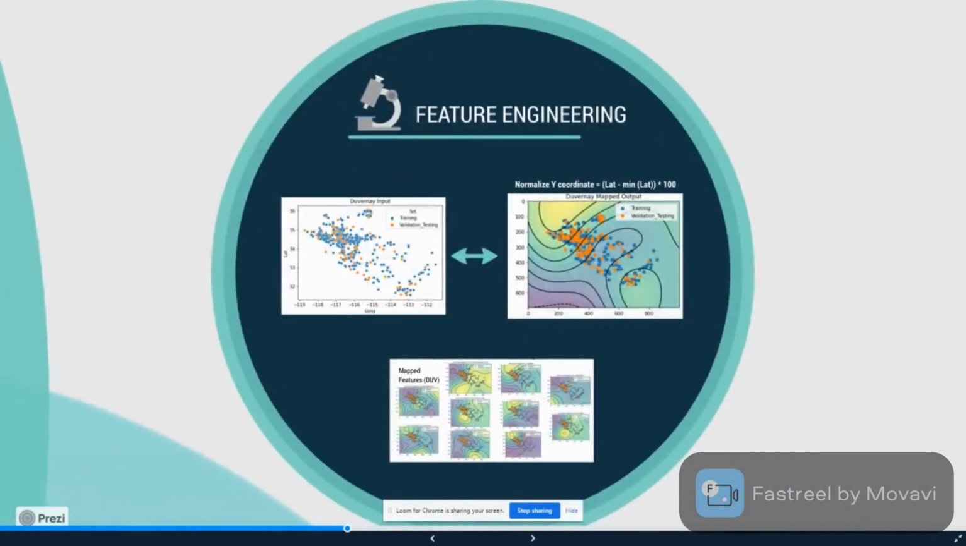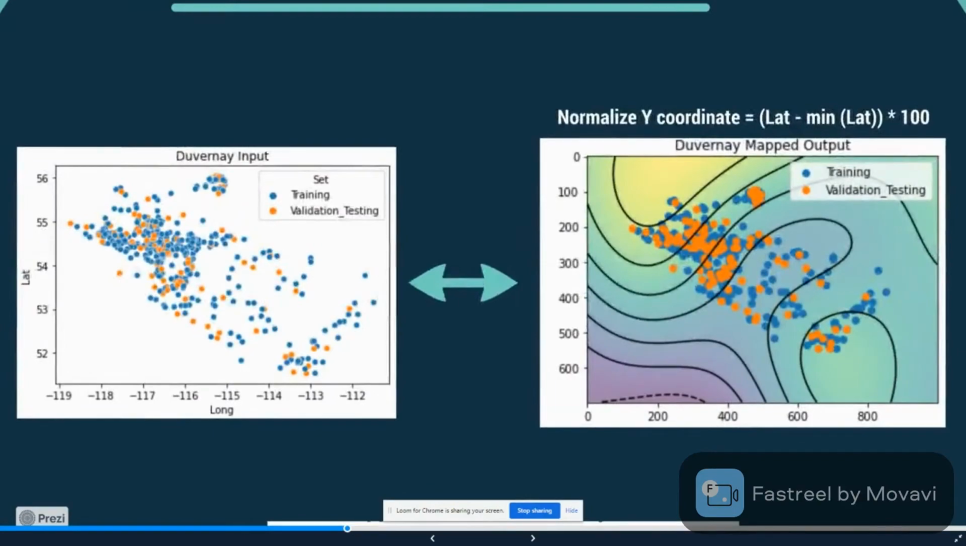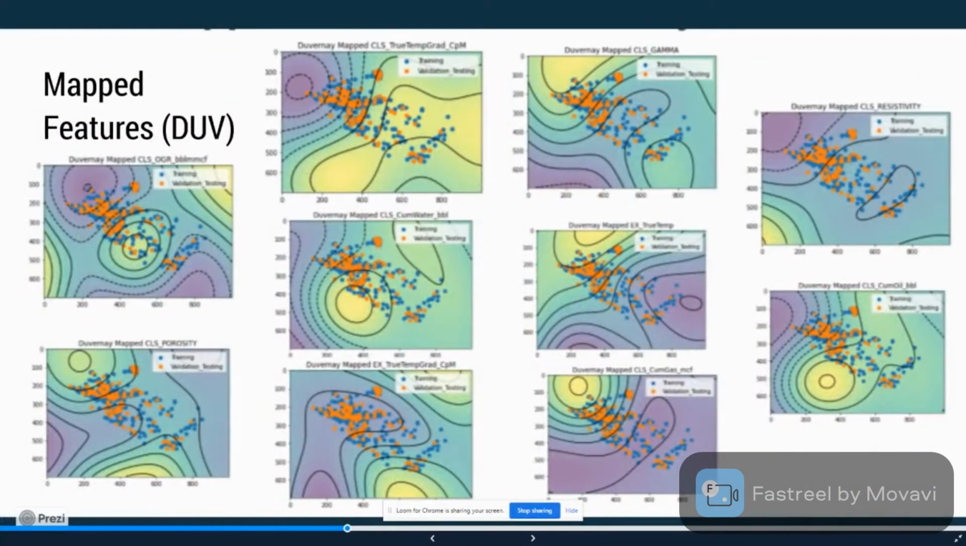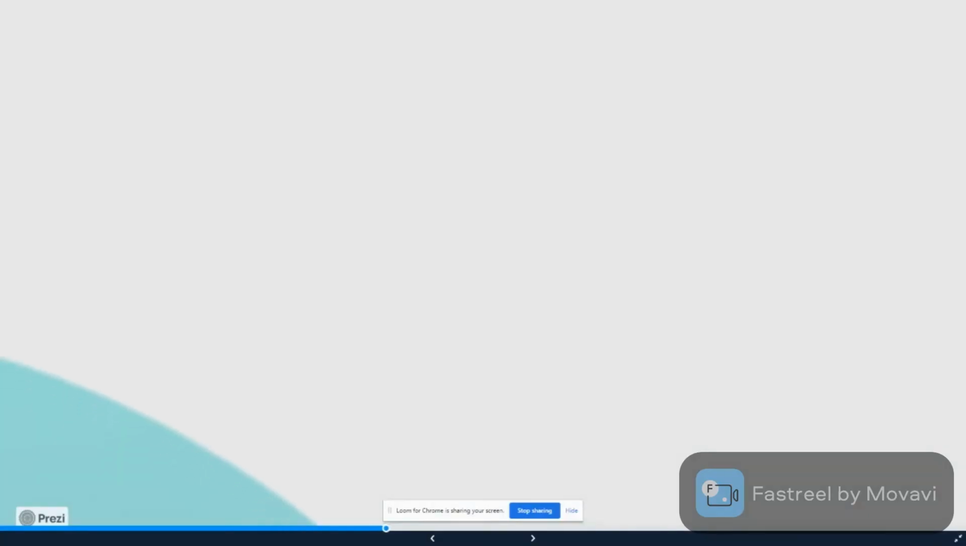Most of our feature engineering is in the form of mapping, where we apply several different techniques, ranging from kriging and Gaussian methods to neural network-based methods. We apply this to each and every variable we can engineer from the well-log LAS files provided.